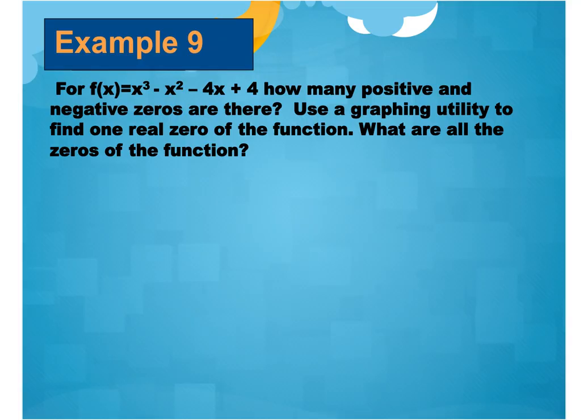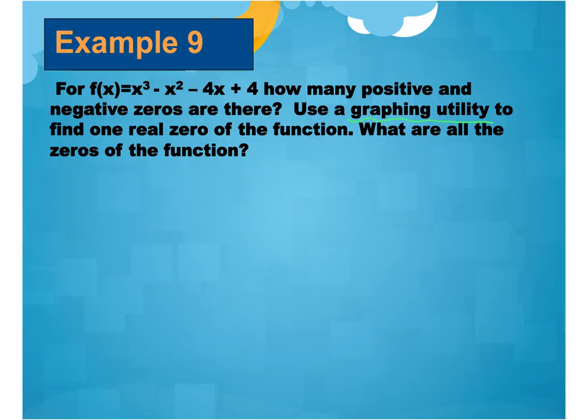All right, example 9 is going to put all this stuff together. I'm going to bring in Descartes' rule so that we can practice it. And then we're going to use a graphing utility to help us out. So f of x equals x to the 3rd minus x squared minus 4x plus 4. How many positive and negative zeros are there?